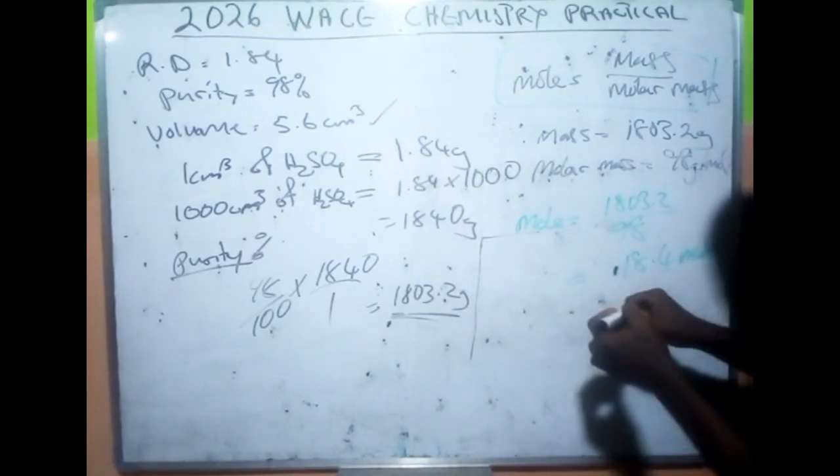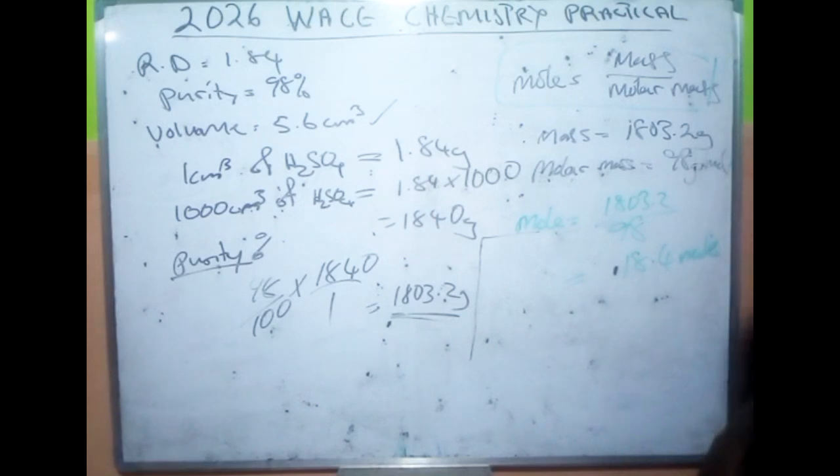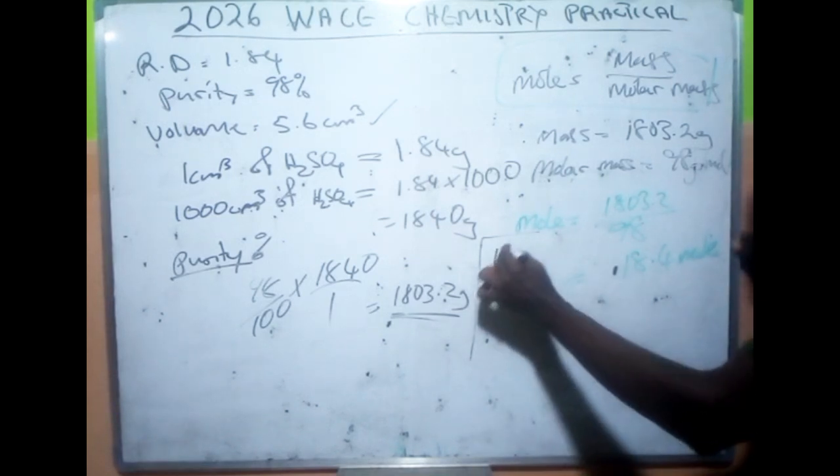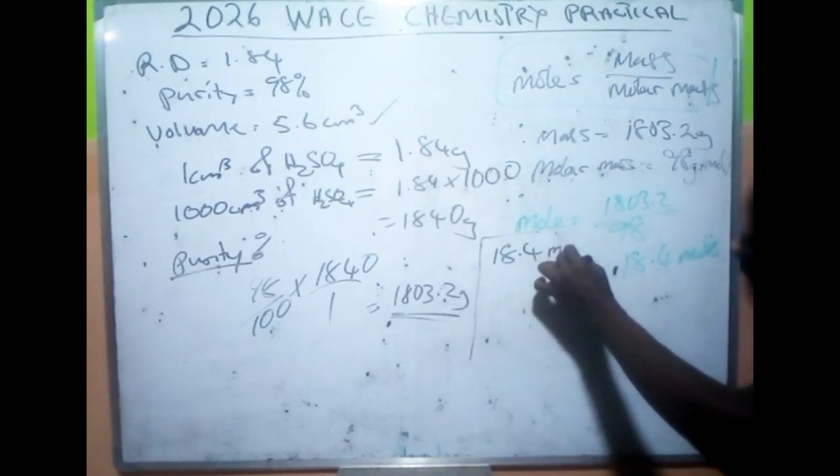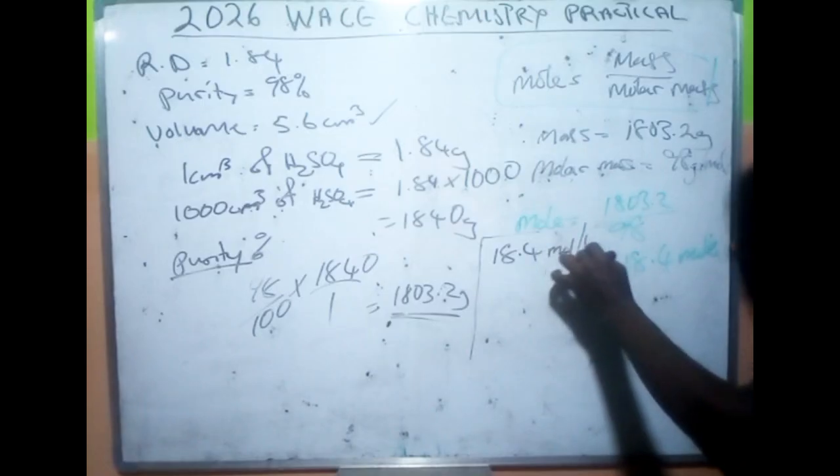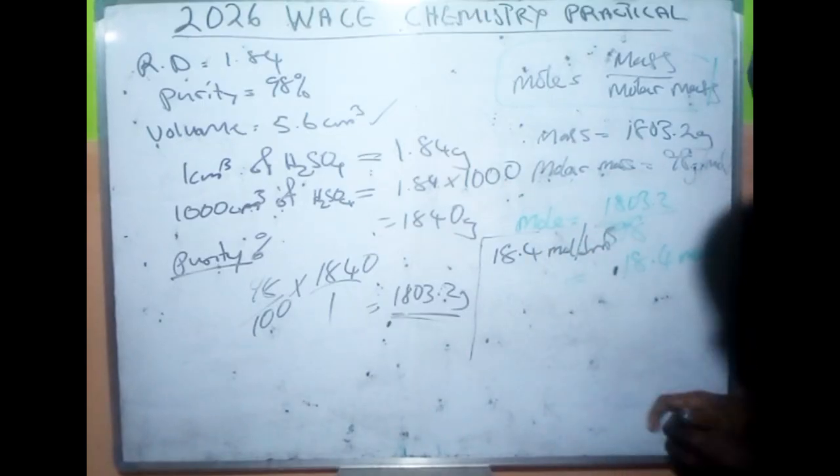This one is not even writing very well. Good. I don't need this thing now. So we have 18.4 mole per dm cube of the acid.